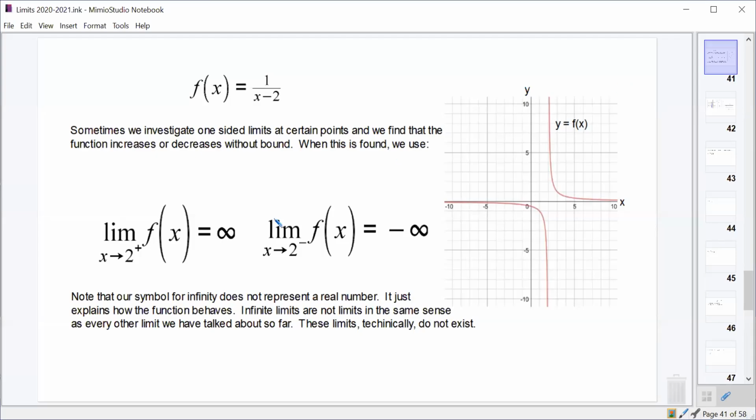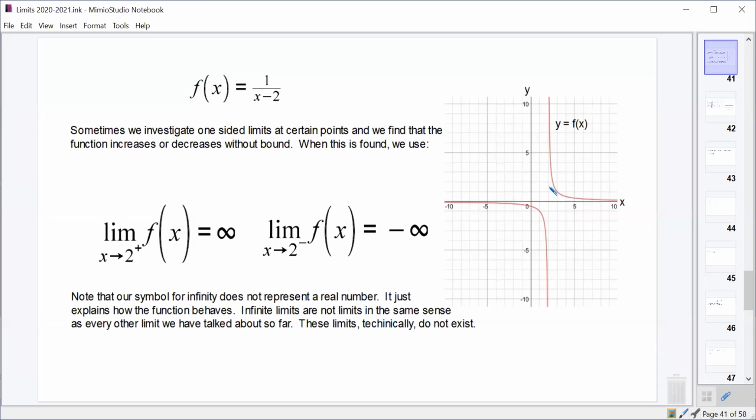So first thing we're going to look at is limits that equal infinity or limits that equal negative infinity. So we're going to start with the simple function, the function f of x equals 1 over x minus 2, which has a vertical asymptote at x equals 2.